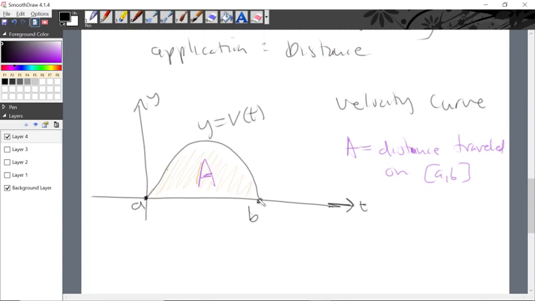Well, now what happens if we allow our function to go below the horizontal axis? I'll allow it to go out to like here. And then let's give a new endpoint value here at c.